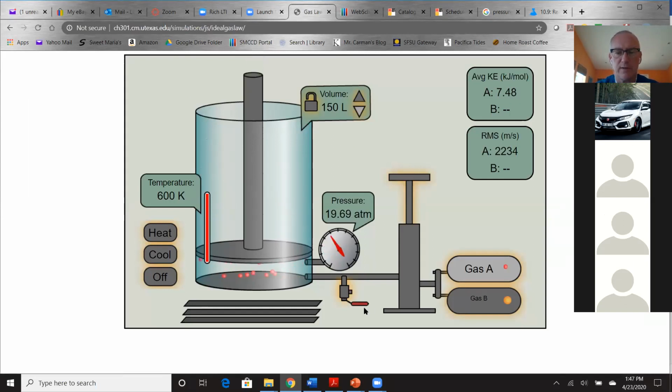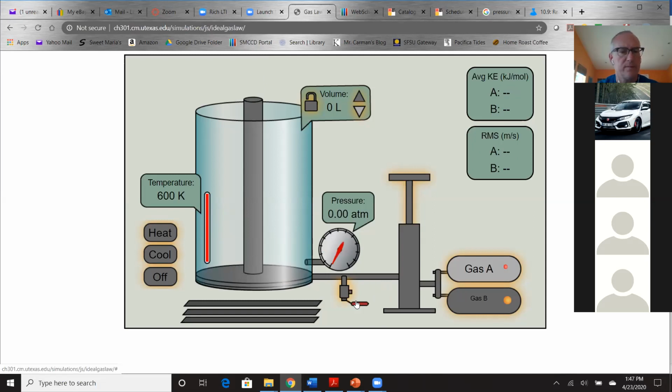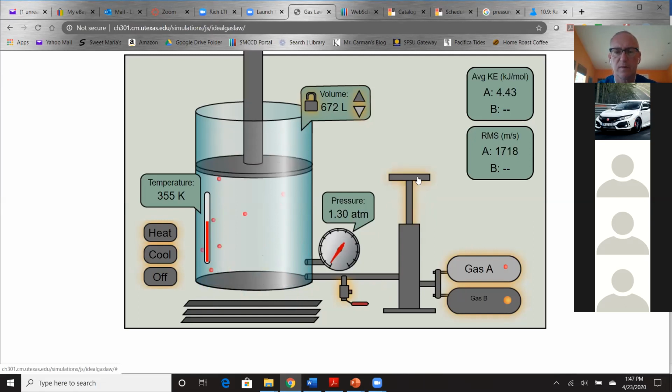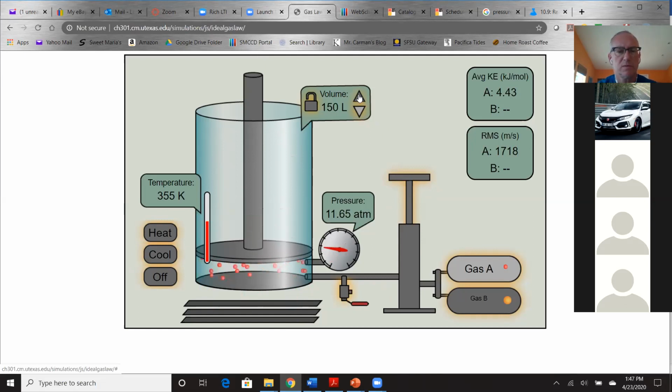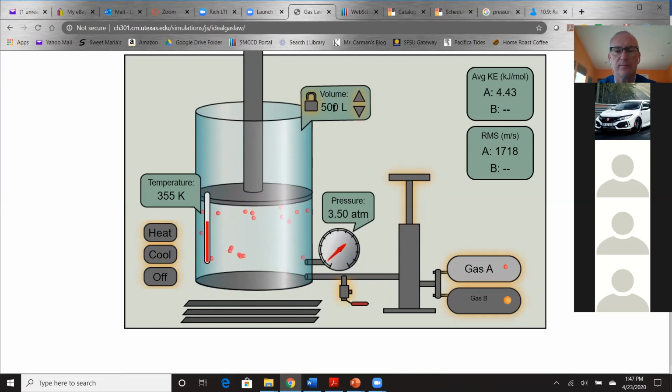All right. So I'm going to empty everything. Cool this down to some temperature. So I'm going to put a couple pumps of A in here. And I'm going to go up to 500. Try and get it to around 500. Here we go.